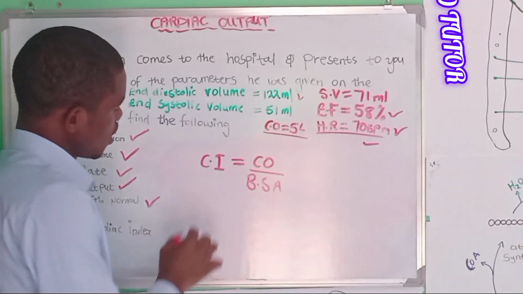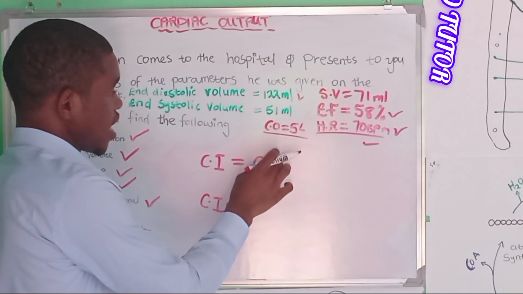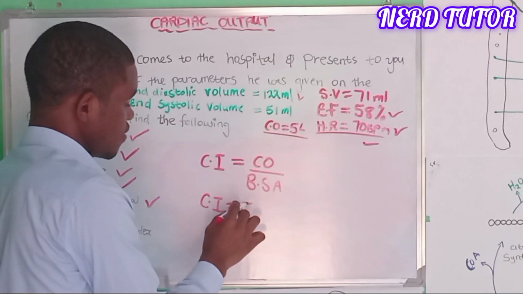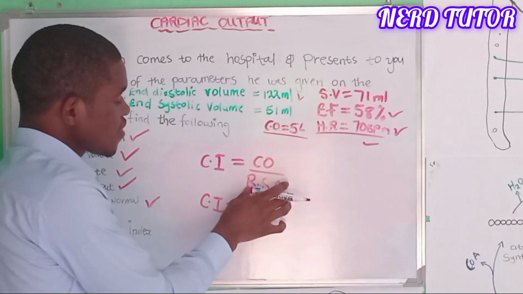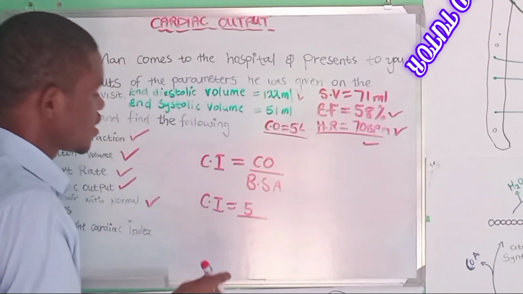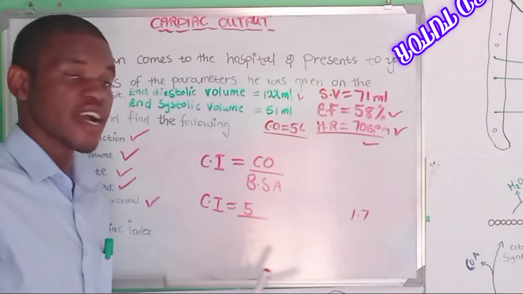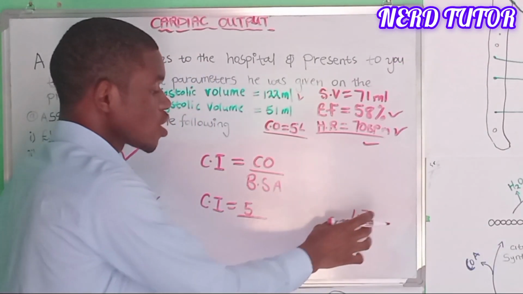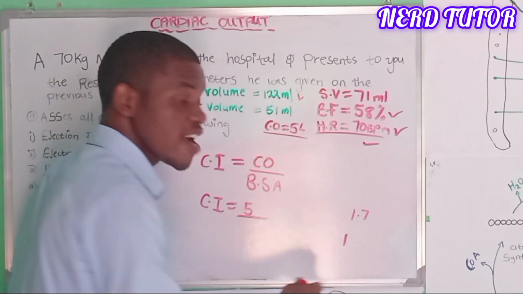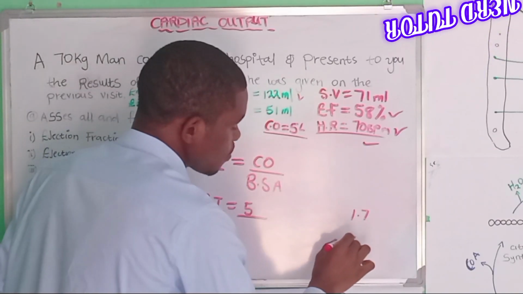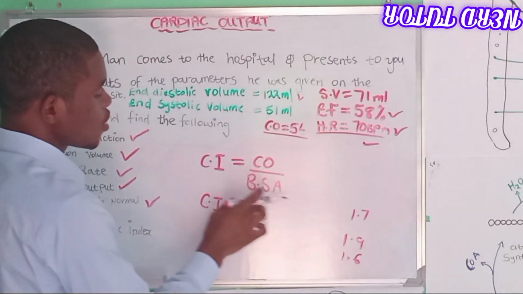Very simple. So the cardiac index for this man will be equal to, what is our cardiac output? We solved it, it is 5 liters. What is our body surface area? The body surface area for a 70 kg man is 1.7. This is the average. But depending on the book, some books tell you the average for every man is 1.9, and for every woman it is 1.6.